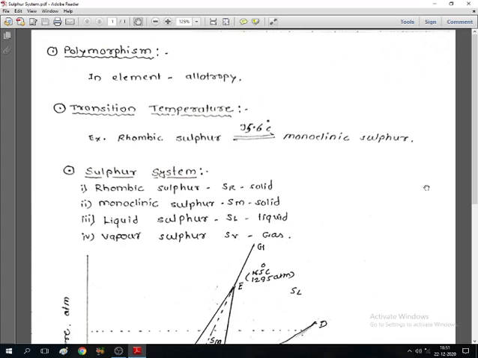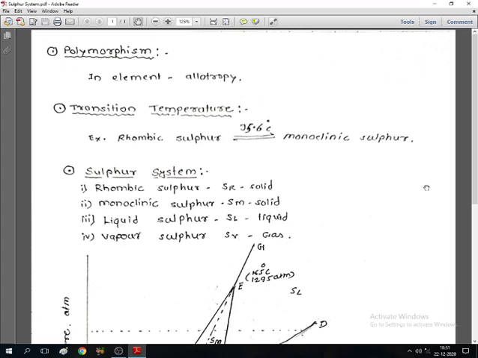Now when a substance is an element, then this property is called allotropy. समजा सबस्टन्स जो आहे तो एलिमेंट जर असेल तर त्याला काय म्हणायचं, ॲलोट्रॉप्स म्हणायचं, आणि तो जर कंपाउंड असेल तर त्या प्रॉपर्टीला म्हणायचं पॉलिमॉर्फिझम. क्लियर? Therefore sulfur shows polymorphism.